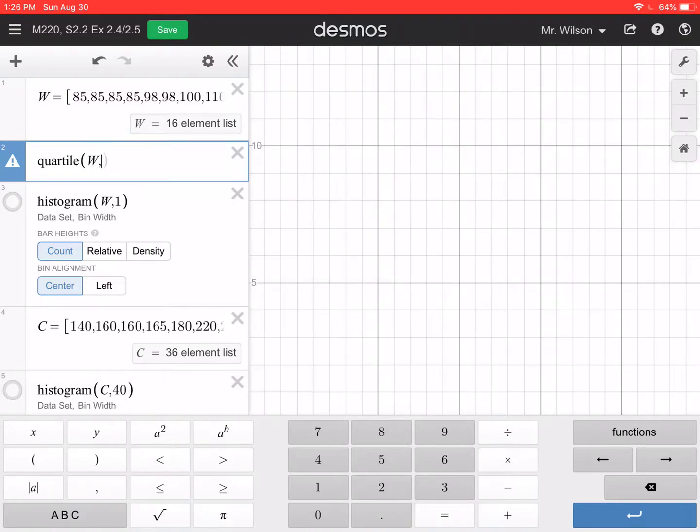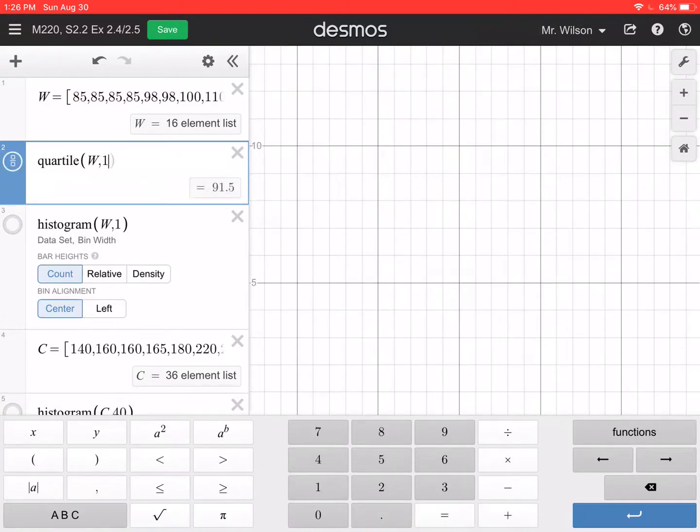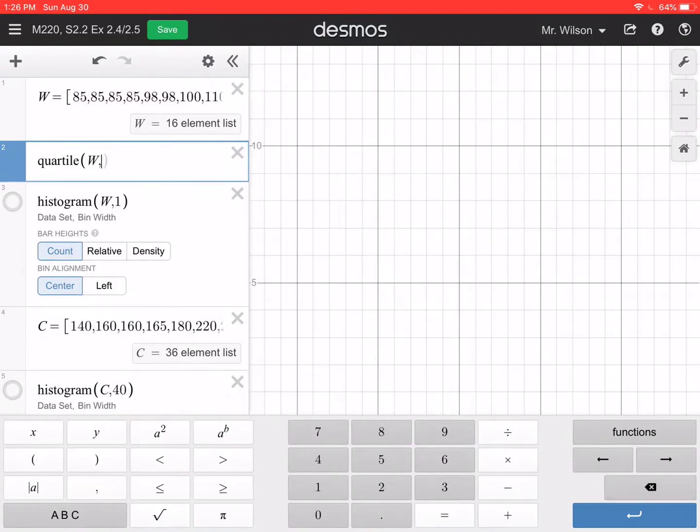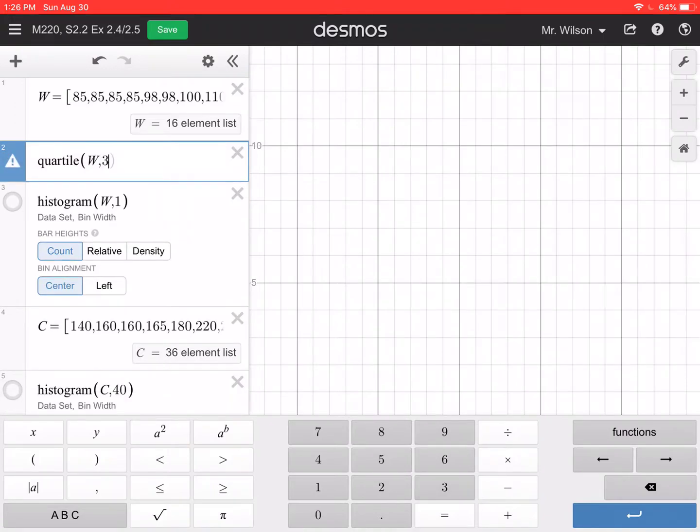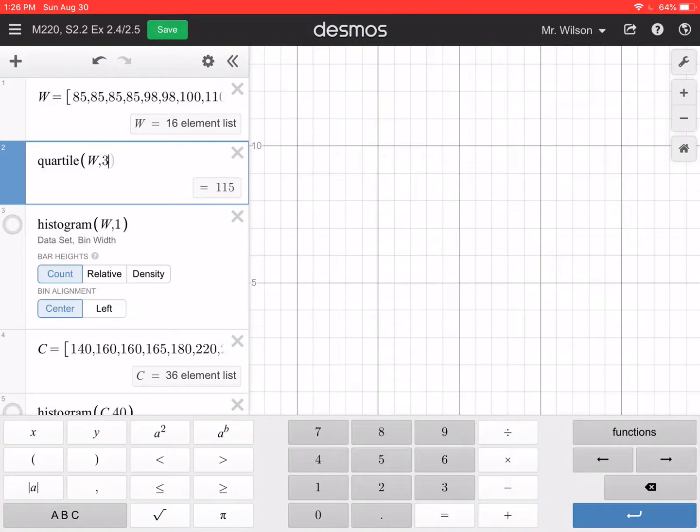So let's find the first quartile. We found in the example, the first quartile was 91.5. And there we have it, 91.5. Then to find the second quartile, that's just 110. And to find the third quartile, put in 3, and we get 115.